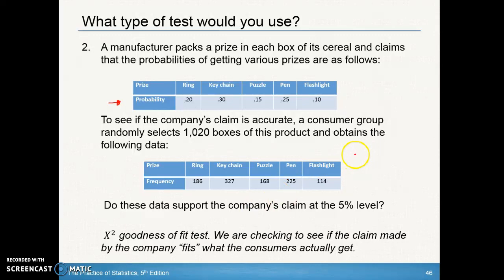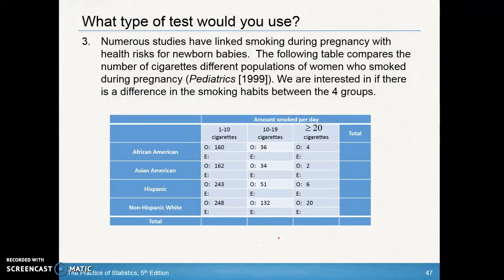Now, just be careful. When you write your null and alternative here, we're never checking to see if the observed counts match the expected counts. We're just checking to see if the claim made by the company fits what the consumers actually get. Okay, let's take a look at this next example.